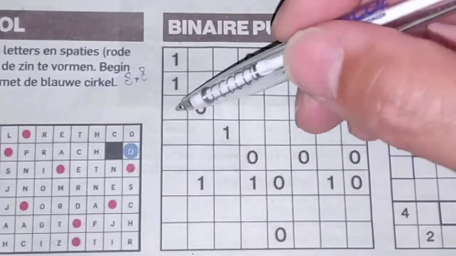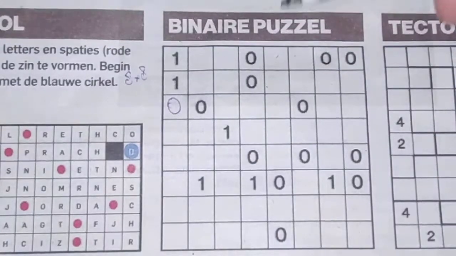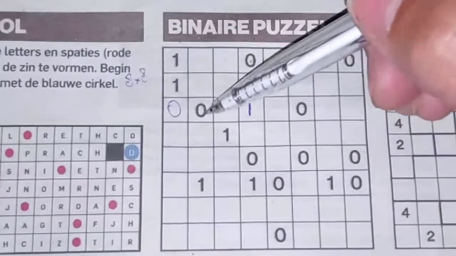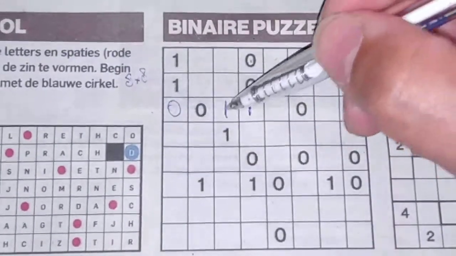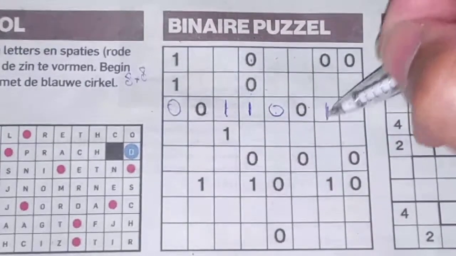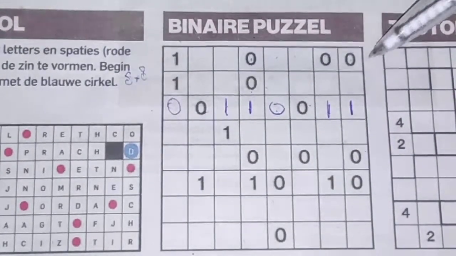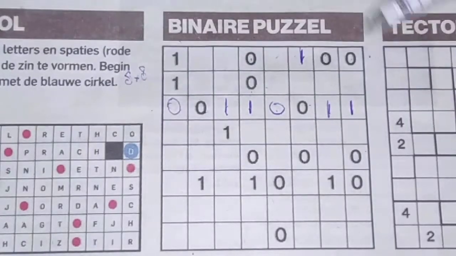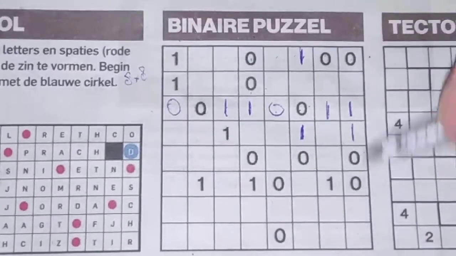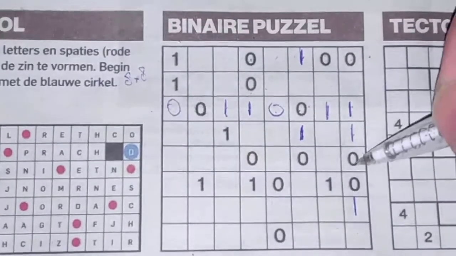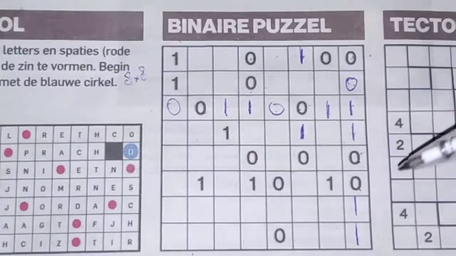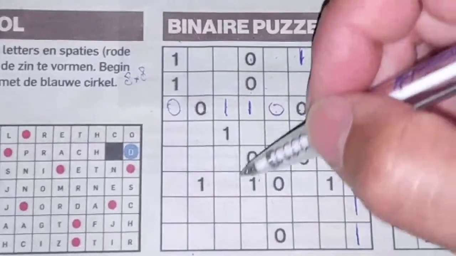Double one, here no, there no. Double zero, here one, there one. Double zero, here one, there one. Double one, here no, there no. We have here 4 zeros, so the rest are ones. Double zero, here one, there one. Between 2 zeros comes a 1. Double zero, here one, there one. Double one, here no, there no. We have here 4 zeros, so the rest are ones. Between 2 ones comes a zero.